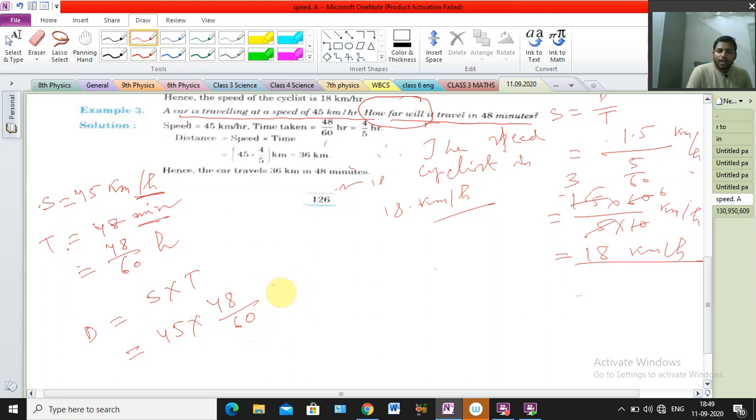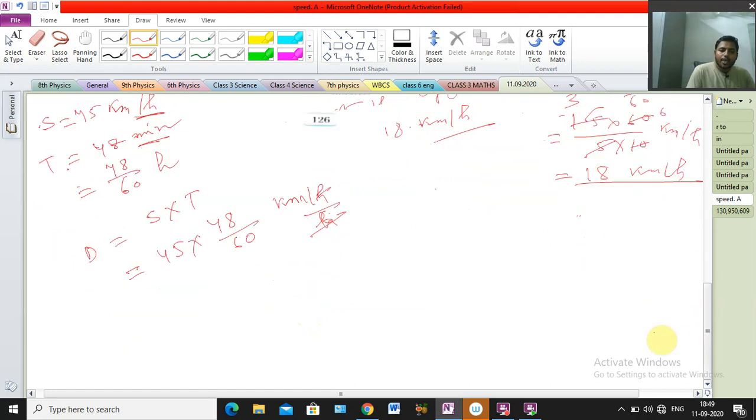And the unit will be what? See, the speed unit was what? Kilometer per hour, no? And here hour also, this one again hour, that is the unit of time. So this hour and this hour will be cancelled. Clear or not? So only kilometer will be there. Okay, so the unit of distance will be only kilometer. Sometimes it will change also, meter can also come according to the situation, according to the given data.